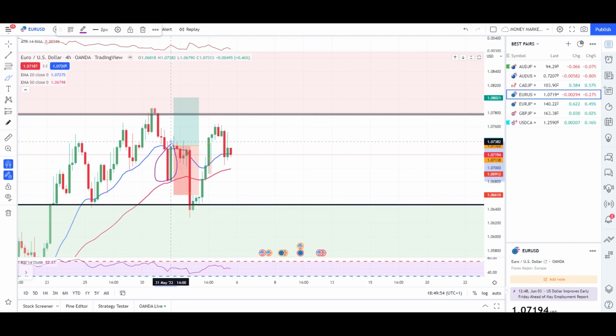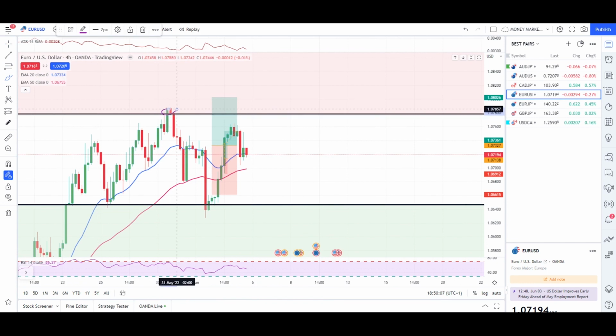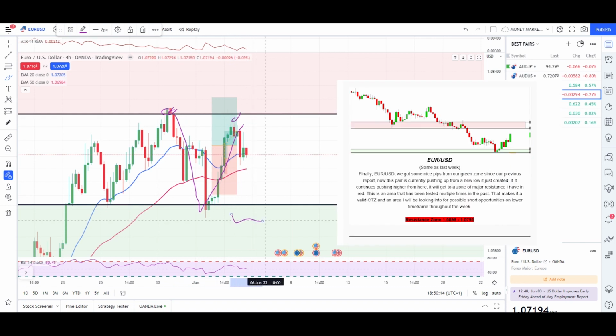This was a buy trade, and that was a losing trade for me, but I did not send that trade to anyone. But yes, I did send this zone to take sell trades, and as you can see, we got a nice push down, and then we got a nice bounce out of this green zone, which I have also sent to my priority members. So this is how we take entries there.